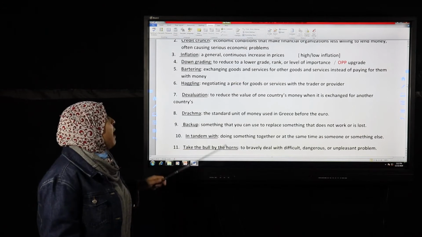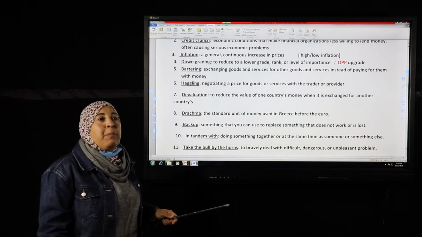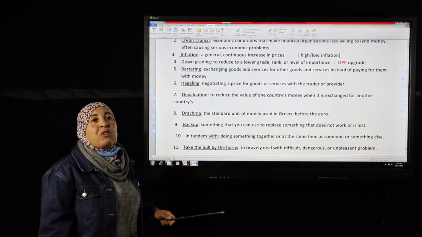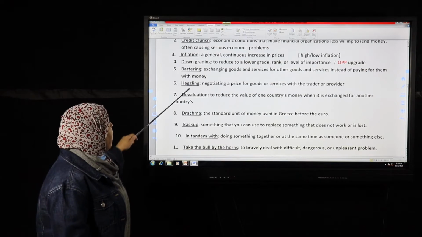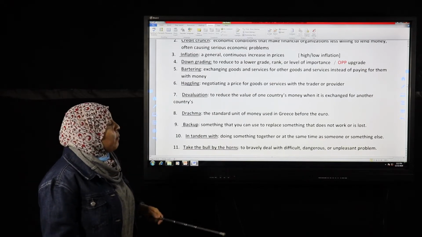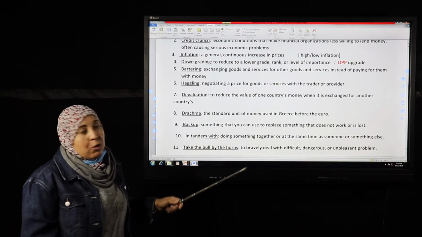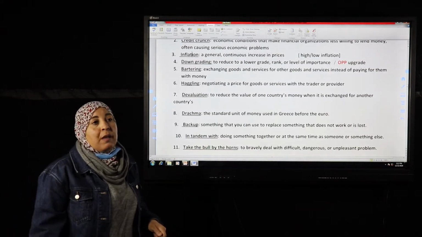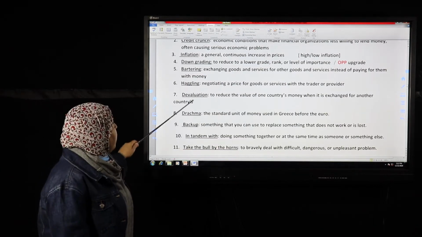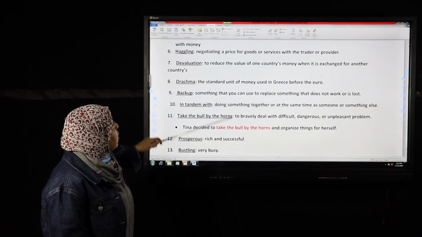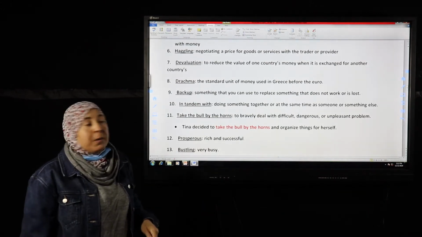This is called downgrading. Number five, bartering, to exchange goods. For example, I have eggs, you have bread, so we are going to exchange instead of using money. This is bartering. Number six, haggling. Negotiating a price for goods, especially at markets, or services with the trader or provider. For example, when we are at a market, we are negotiating the prices. Number seven, devaluation. To reduce the value of one's country's money when it is exchanged for another.